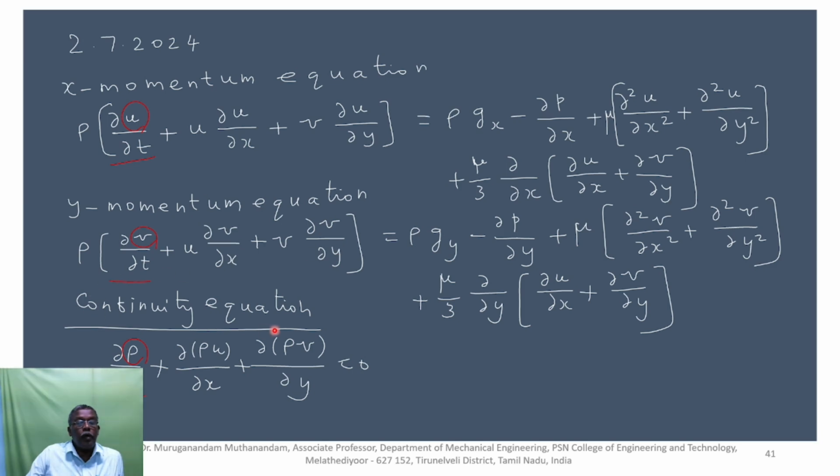Finally, I summarize the x momentum equation, the y momentum equation and the continuity equation for an unsteady, compressible, two-dimensional flow. So these are the x momentum equation, y momentum equation and continuity equation for compressible, two-dimensional and unsteady flow conditions.